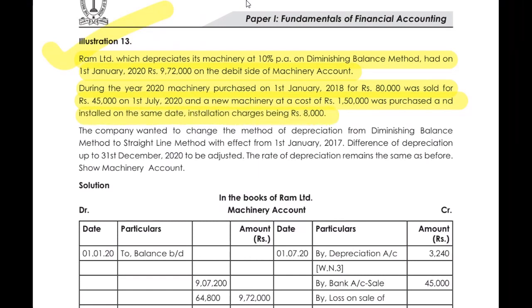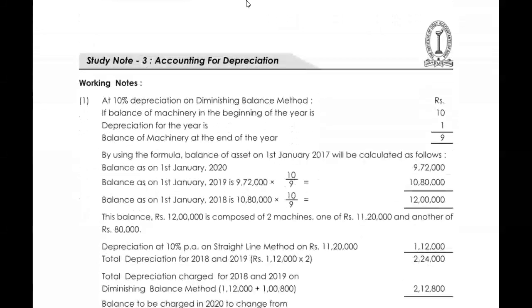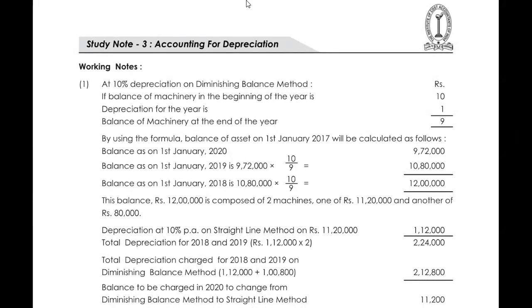So we will add those installation charges. The company wants to change the method of depreciation from diminishing method to straight line method with effect from 1st of January 2017. That means from the start date when the original machine of 9,72,000 was purchased. The difference of depreciation up to 31st of December is to be adjusted. The rate of depreciation remains the same, that means 10% only, but instead of diminishing, the straight line method should be used. So accordingly, we need to calculate the depreciation. That is the reverse calculation they have done.